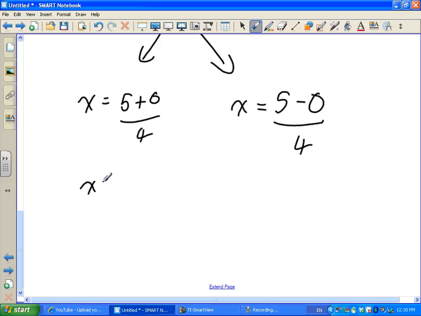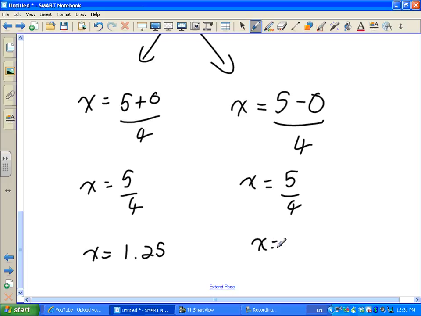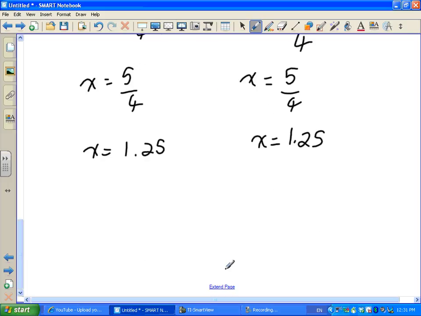X equals 5 over 4. And turns out over here, x is also equal to 5 over 4, which also means this is 1.25 and 1.25. Well, if you look here, I got the exact same number twice, 1.25. So really, I only have one x-intercept. My only x-intercept is 1.25.